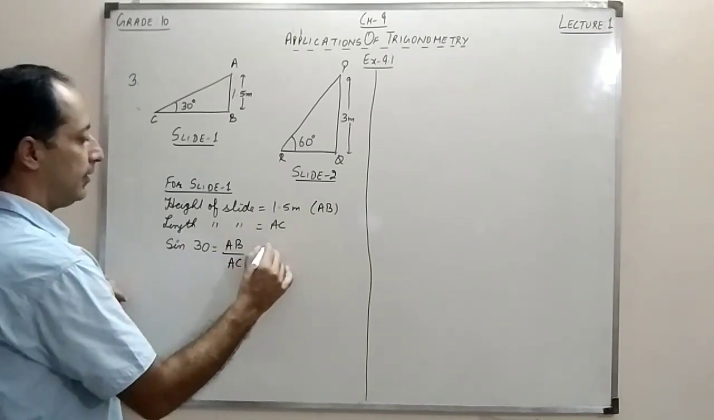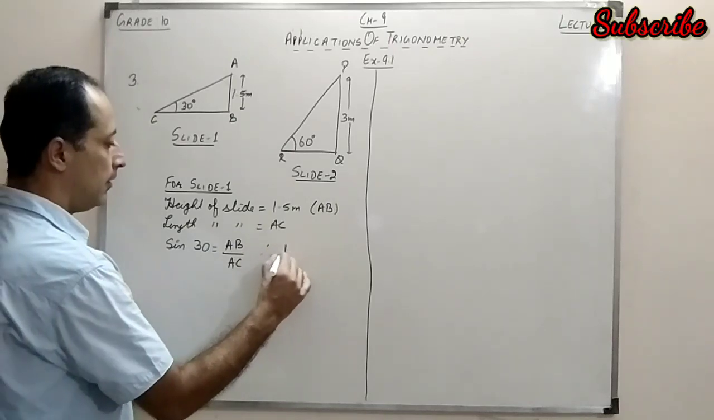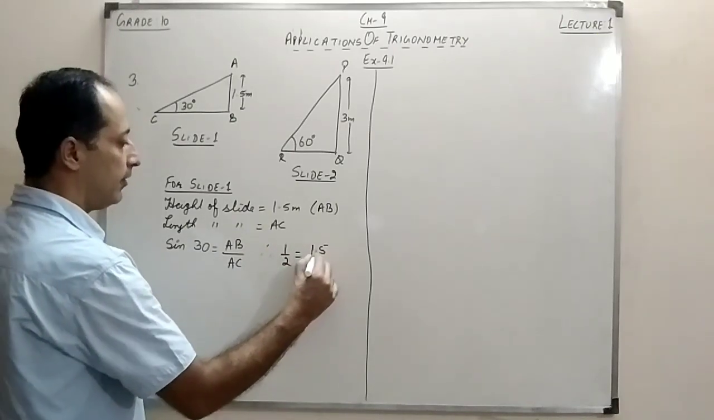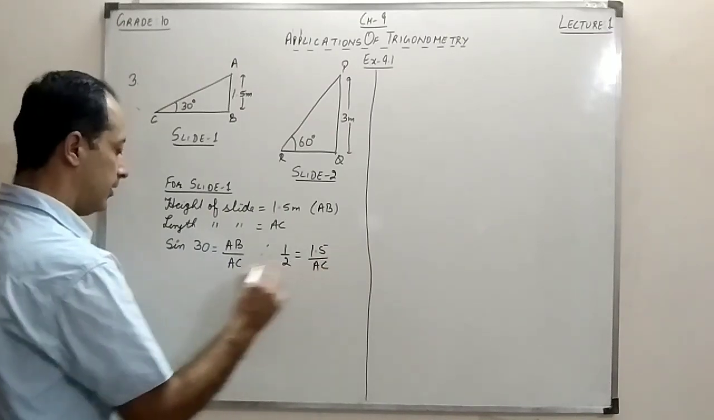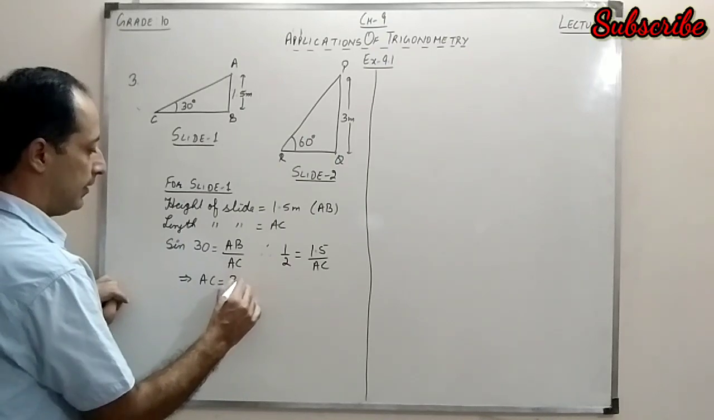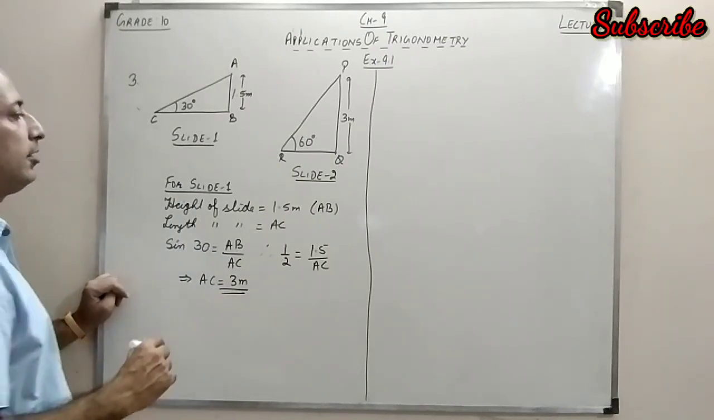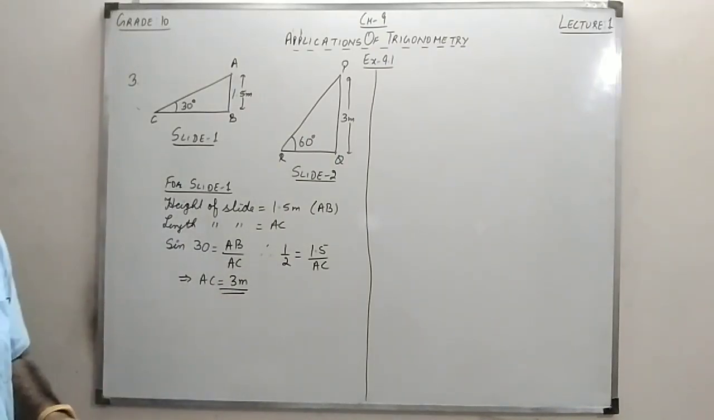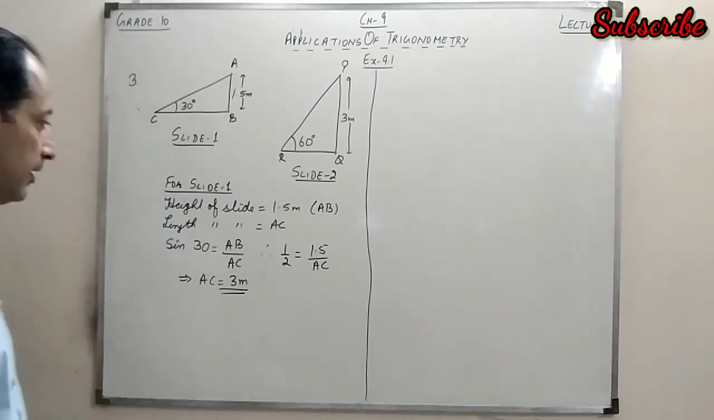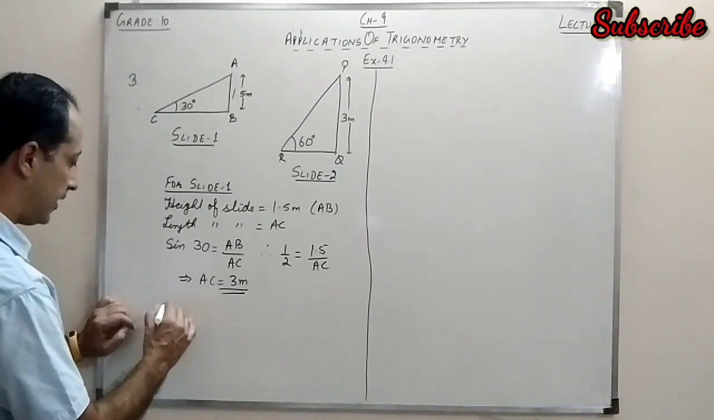Right. Now we know sine 30 is 1 by 2 and AB is 1.5 upon AC. So this gives me AC equals to 3 meter. So for the kids who are less than the age of 5 years, the length of the slide is 3 meters, right? Now let's go for the second one, slide 2.